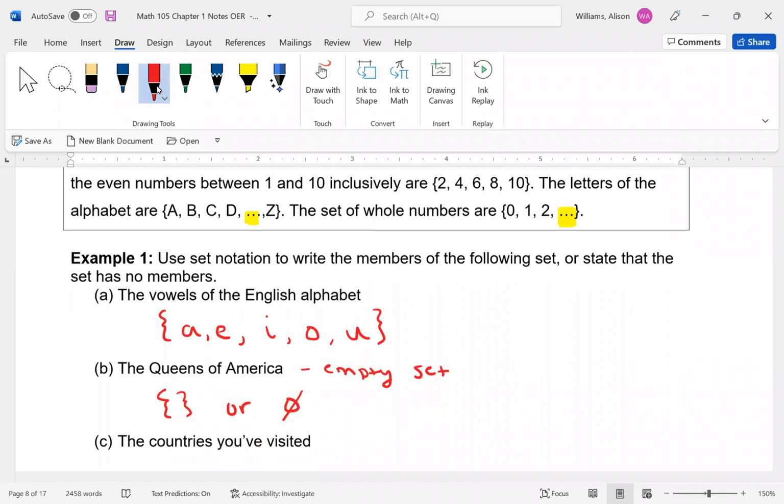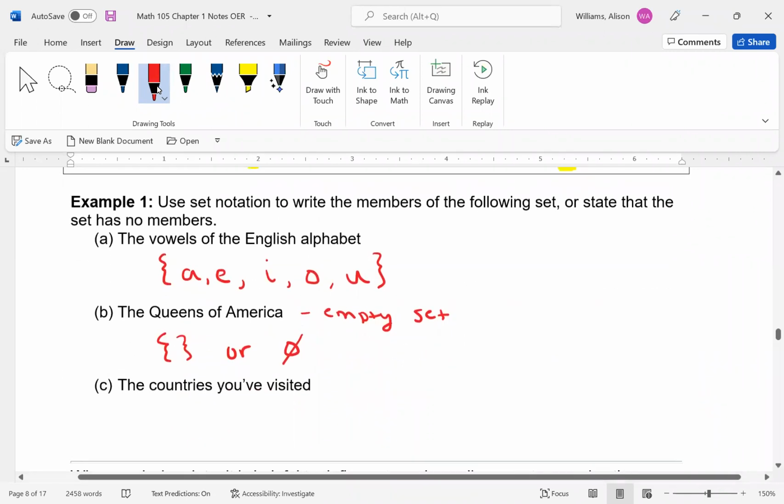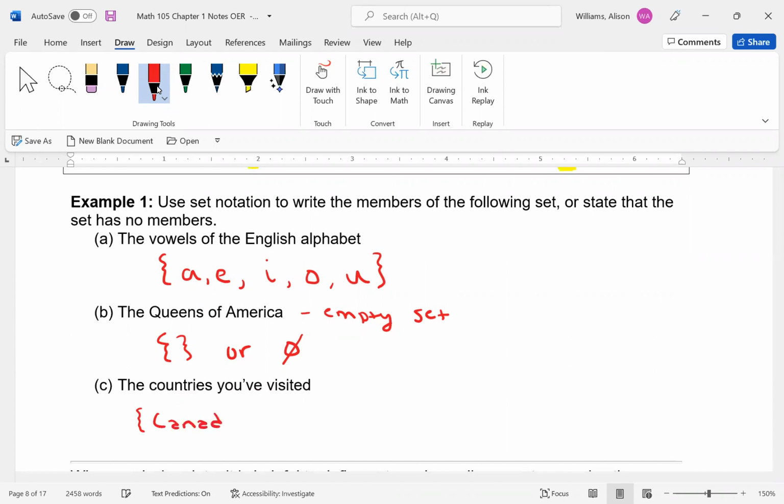Okay, so countries that you have visited. Now, of course, this is going to be specific to yourself. For myself, I have visited, and I'm not going to assume, of course, America, since I'm living here. I'm talking about visiting. I have been to Canada and Mexico and England. And that's it. Those are the only countries I've visited. And of course, you can go ahead and list out as many that you qualify for. And it's going to change for each person.